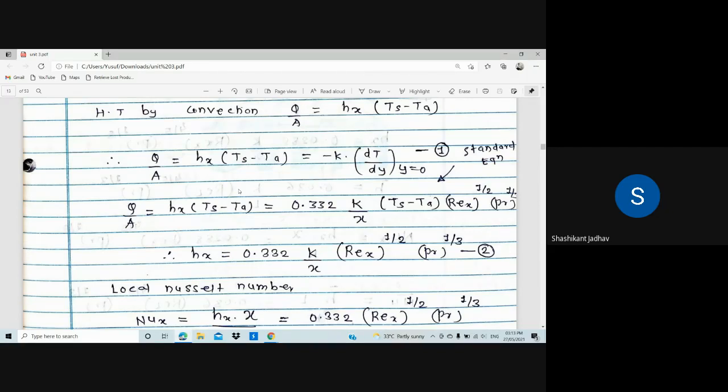Okay, so that conduction heat is same as the convection heat. So now we have to write down the equation for the heat transfer by convection. Q by A is equal to Hx into bracket Ts minus Ta.